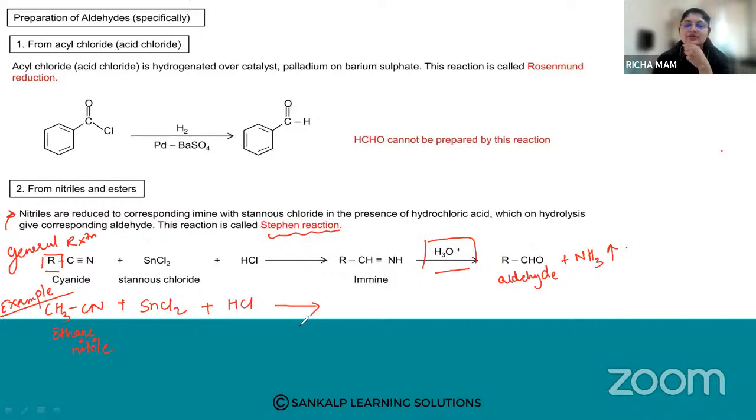Can you tell me which imine is produced? Only replace your R here. So it will be CH3CH=NH. This is our imine. Now this imine will undergo hydrolysis, giving the aldehyde, acetaldehyde. We are going to get acetaldehyde. Got it?